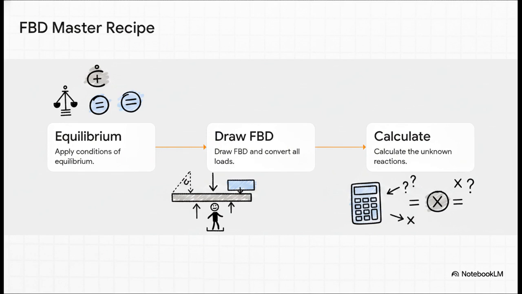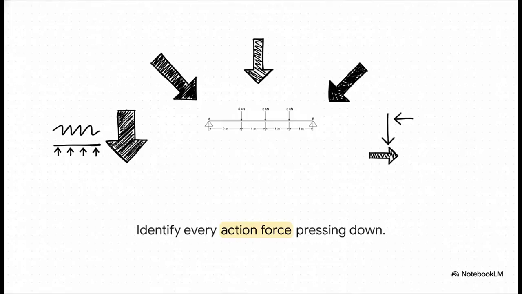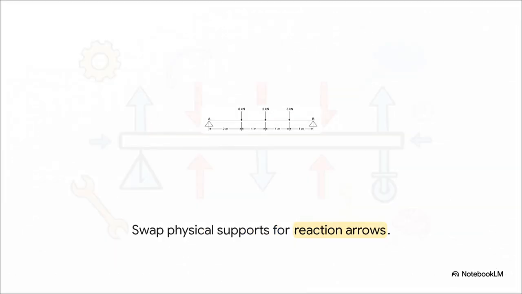Let's actually see what that looks like in practice. Let's watch this build conceptually. Here we have a continuous beam resting on hinged supports. Your very first calculation step: identify every single action force pressing down on it. If you add UDLs or inclined forces here, you'd mathematically convert them right now using our formulas into clean downward and horizontal point loads. Next, literally erase the physical supports on the bottom and swap them out for actual reaction arrows. Remember, a hinge support gets 2 arrows, a vertical and a horizontal.